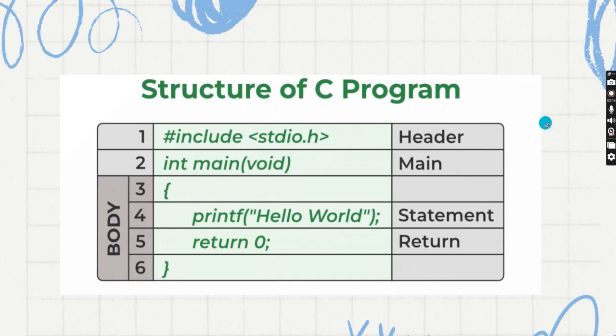This is the basic structure of C programming. First, for every program we include the header. It is the same for every program. Then in main, we write int main void, and we start the programming statements and the return statement. This is the body of the program. This is the basic structure and syntax of a C program.